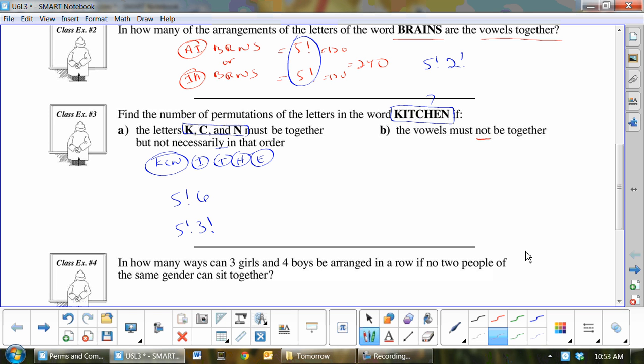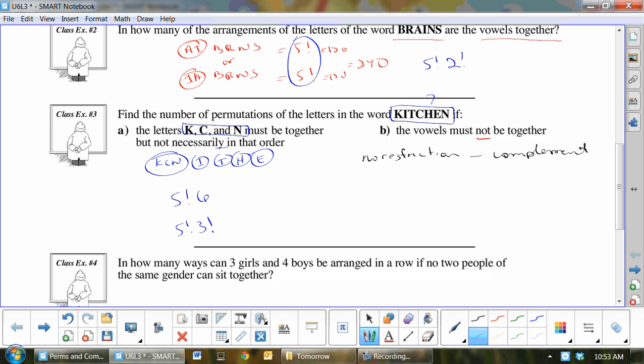How about if I find all the possible cases and minus when they are together? Should that not give me when they are not together? How would I find out all the different arrangements? 7 factorial. So we're going to do no restrictions minus the complement.